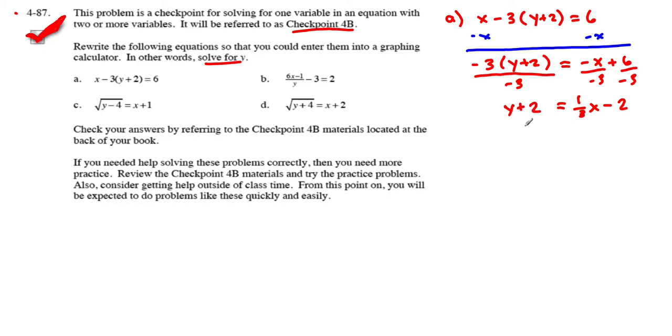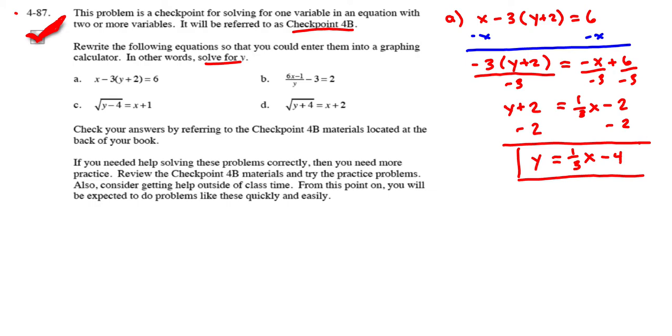Last step, let's get our y by itself. Let's just go ahead and subtract 2 from each side. And we should end up with y is equal to 1/3 x minus 4. That is the solution, or the equation rewritten as it's been solved for y. Y equals 1/3 x minus 4. That's letter A. Let's jump way down here and let's look to do B.